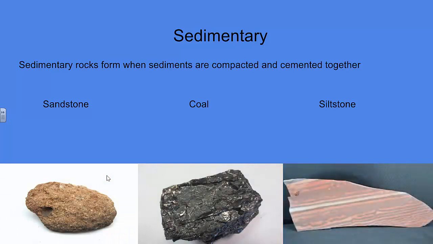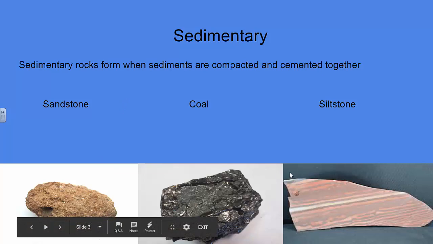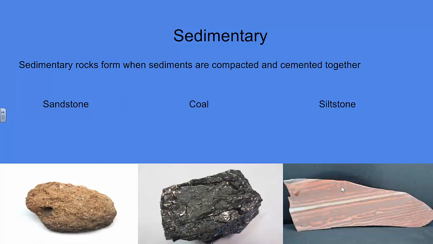Sedimentary. Sedimentary rocks form when sediments or small pieces of crushed rocks are compacted together. The further down you go, the more compacted the rocks will be. They form when mud or sediments quickly harden and compact. Sedimentary rocks often contain fossils, and sandstone, coal, and siltstone are examples of sedimentary rocks.